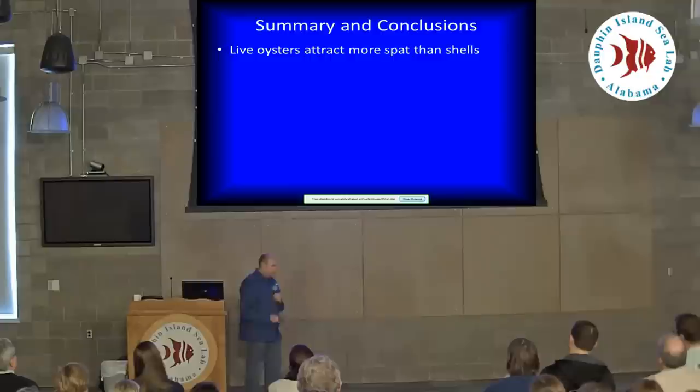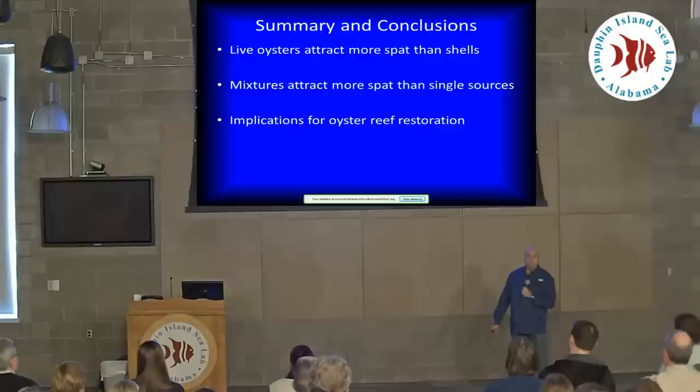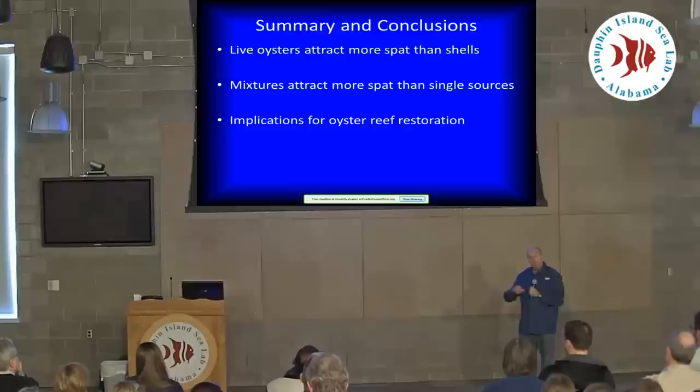So just a couple of things. We know that living oysters attract more spat than shells. We know that mixtures attract more oyster spat and larval oysters than single source treatments. And I think this has some implications for reef restoration. I know people have tried dressing reefs with oyster spat. I know living oysters have often been used. And sometimes that doesn't work because you put out a bunch of loose oysters, and it's just sort of a feeding frenzy for predators. But I do think that this knowledge could maybe help enhance reef restoration in some areas, maybe by putting out living oysters, caging them in some way, and using their chemical cues to attract oyster larvae.